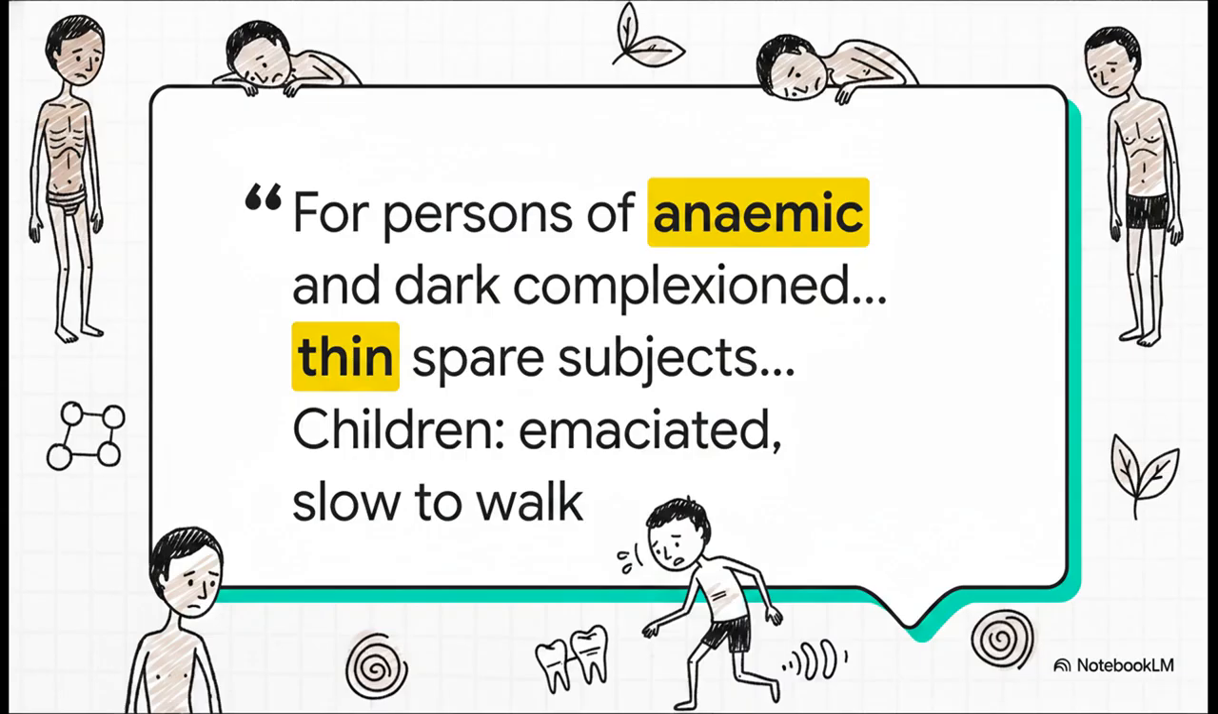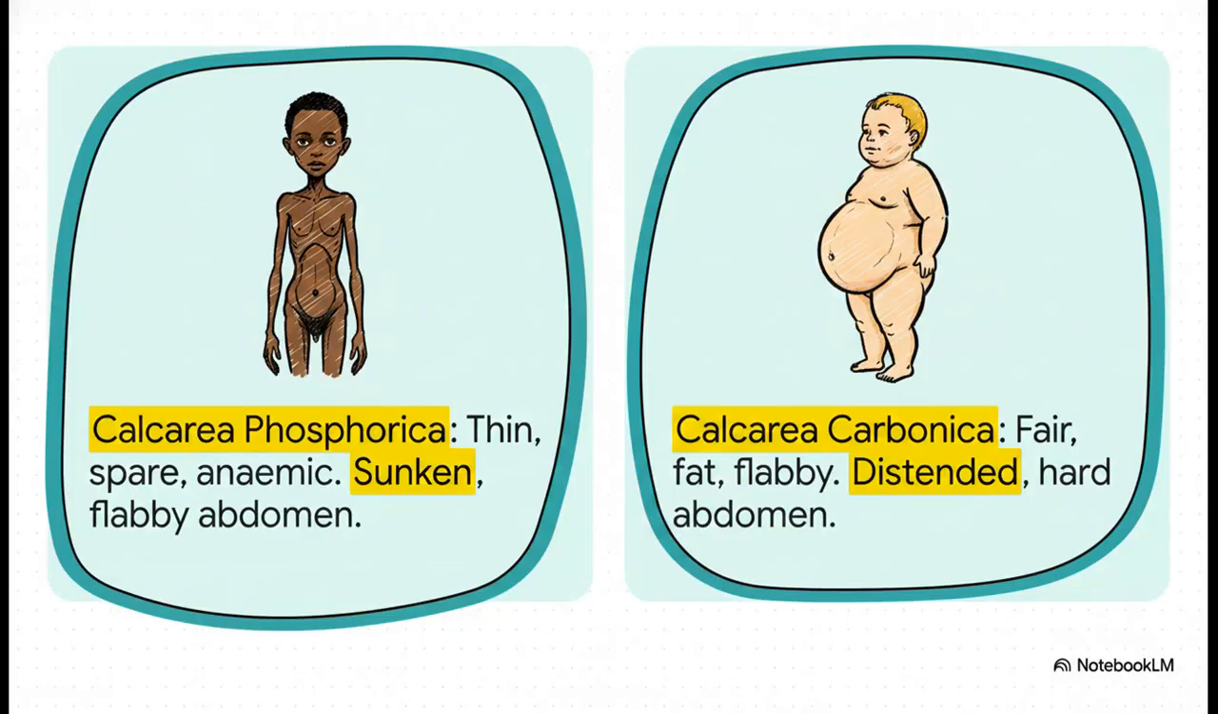And when we look at kids, the big problems pop up during teething. We're talking about diarrhea, being emaciated, and those classic developmental delays, like being really slow to learn to walk. And this, right here, brings us to an absolute classic exam question. You will be asked to compare Calcarea phosphorica with Calcarea carbonica. The difference is just night and day.